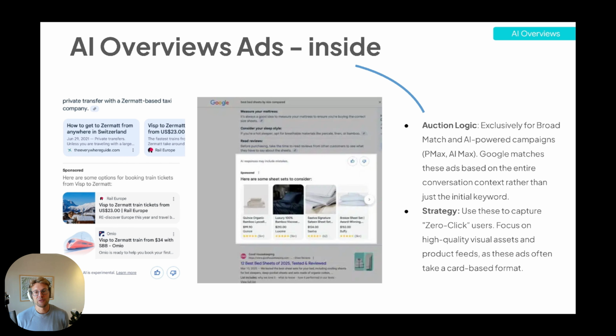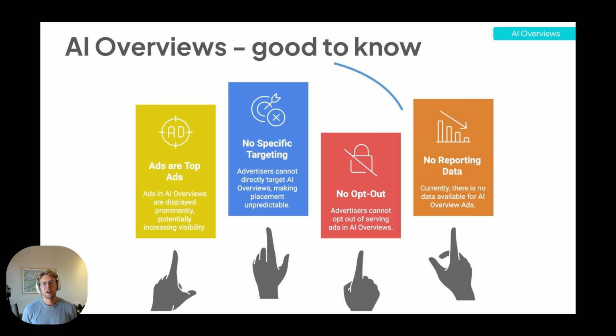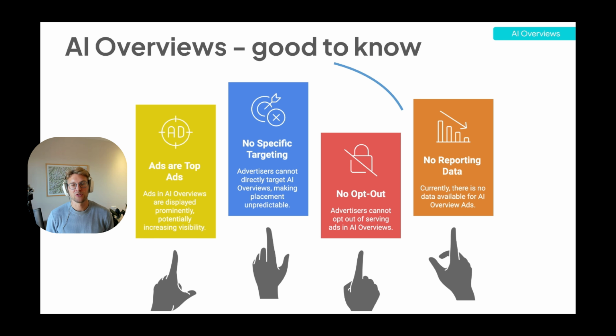So what does this mean for our strategy? It's very important that you have the shopping feed ready, you use all relevant attributes, you have high quality images inside, and that you also give the algorithm a lot of asset variation. For AI overviews, there's also something important to know: the ads are categorized as top ads in Google Ads.